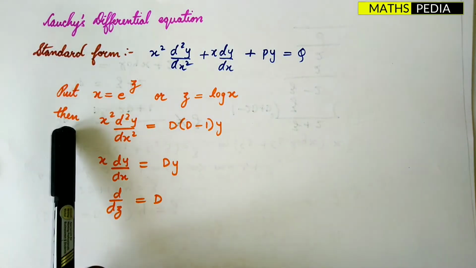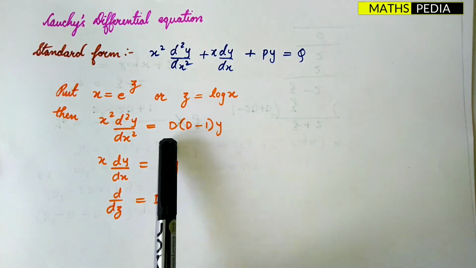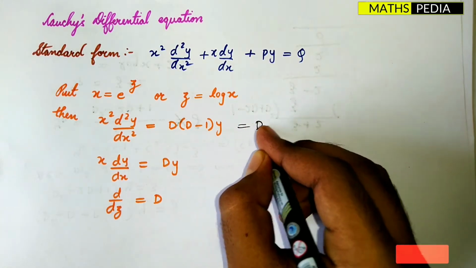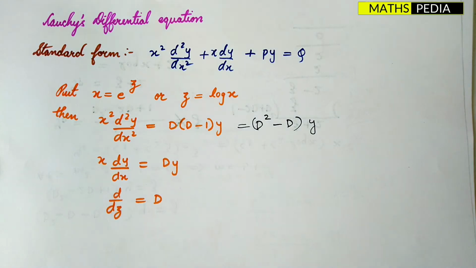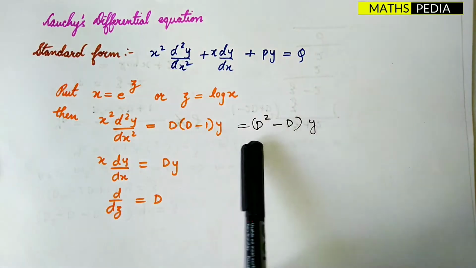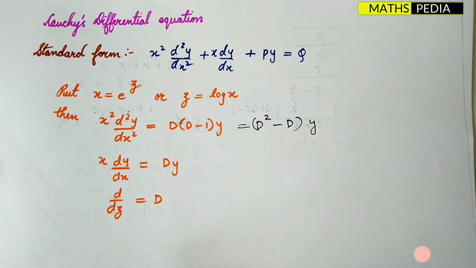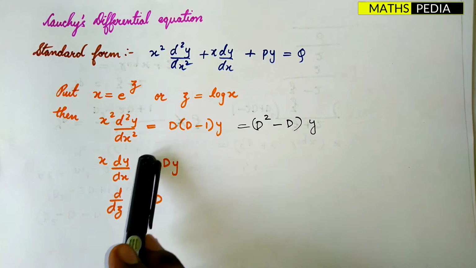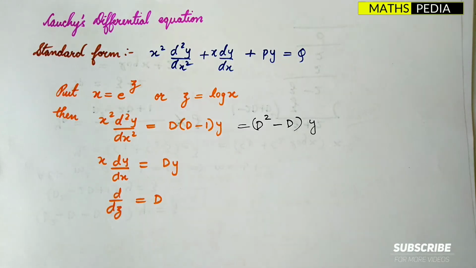Now next, what it becomes? This part, x square d square y by dx square, will become d into d minus 1 into y. I can write it in this way also, that is d square minus d into y. It's the same thing. So always remember, while solving the problem, you have to replace this part with this. Next, before solving any sort of problem based on Cauchy's differential equation, you have to write all the steps. x into dy by dx you have to replace with dy, and d by dz you have to replace with d.